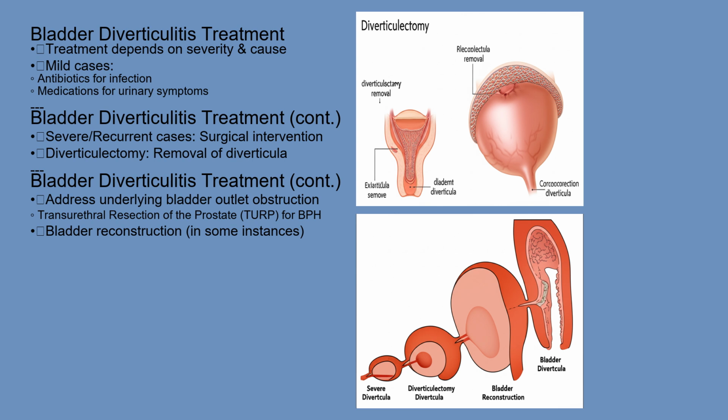Surgical options include diverticulectomy, which involves removing the diverticula. If bladder outlet obstruction is the underlying cause, addressing that obstruction, such as with a transurethral resection of the prostate, or TURP, for BPH, is crucial to prevent recurrence. In some instances, bladder reconstruction may be necessary.